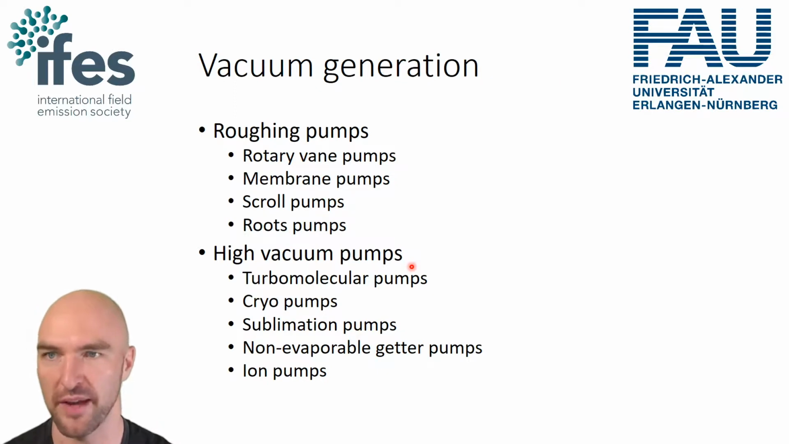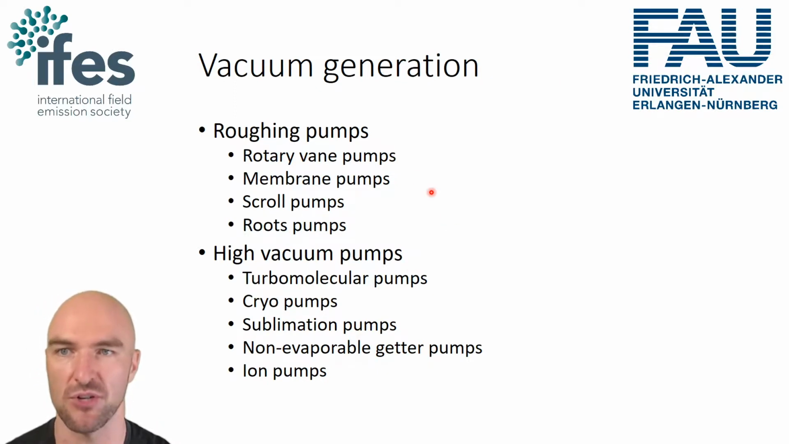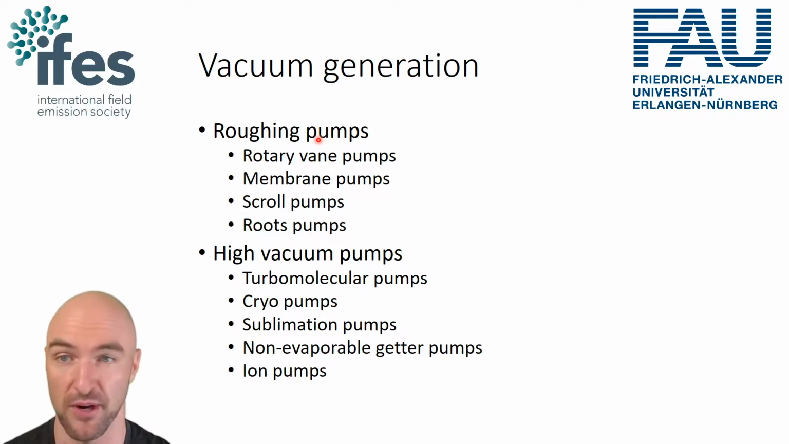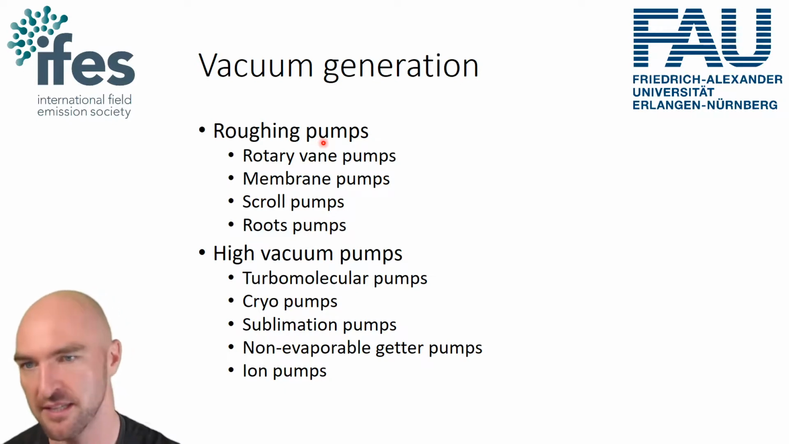Then we'll go into vacuum generation. For vacuum generation, we'll look into roughing pumps. I've mentioned some of the names already. So we'll look at these typical four versions of roughing pumps that are mostly used in ultra-high vacuum systems. This is not an exhaustive list, but these are the most common ones.